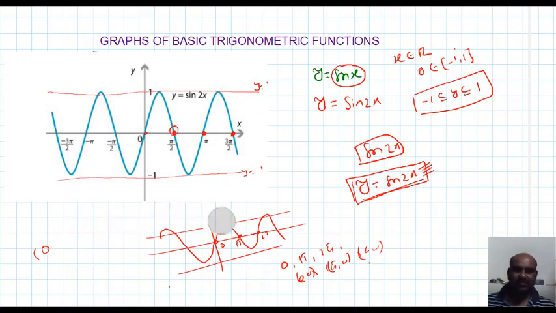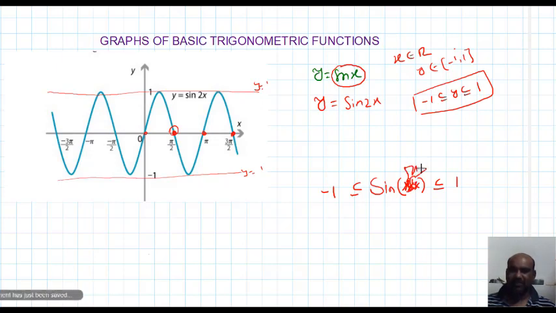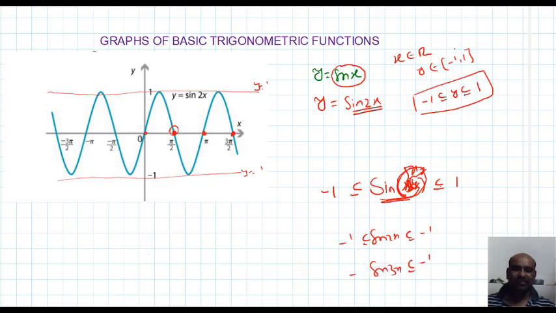So the important thing, observe here, students: sin of something in brackets always lies between -1 and 1. Whatever the value inside the bracket, whether x or 2x or 3x or 4x or 5x by 2 or 5x minus 2, any valid real number, the sine function always lies between -1 and 1 only. That's why sin 2x also lies between -1 and 1 only. Likewise sin 3x also lies between -1 and 1 only.